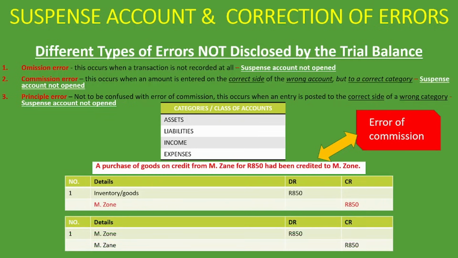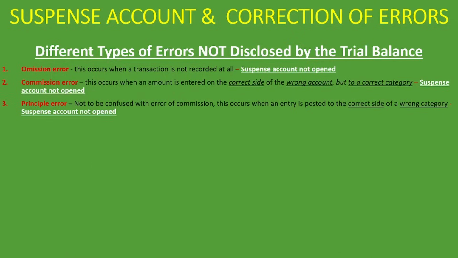So here's how it will look. M zone debit 850 Rand and M zone credit 850 Rand. I hope that has made sense and you clearly understand the difference between the error of commission and the error of principal. Let's move on to the fourth type of error.